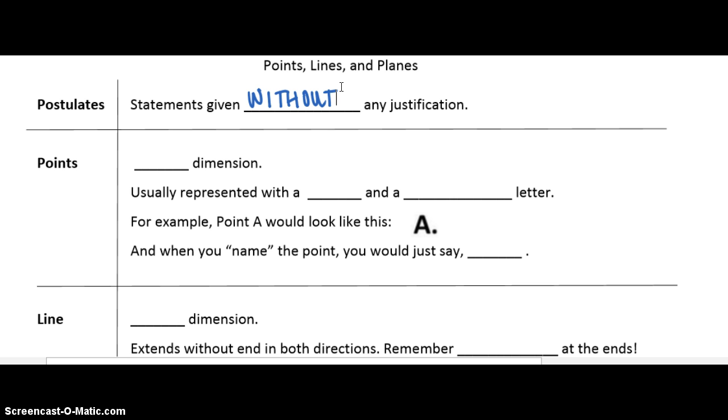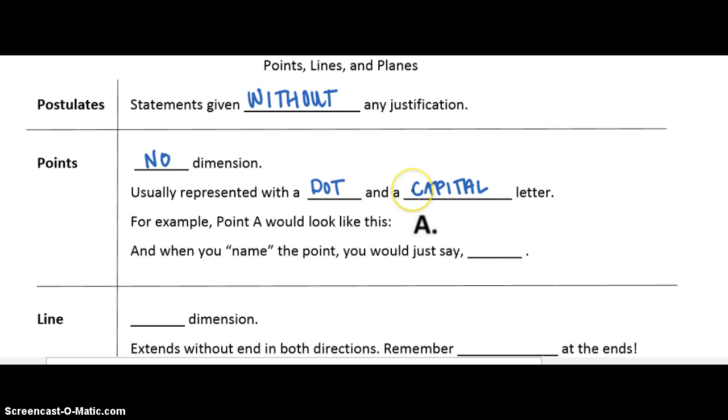A point has no dimension. I can't really prove to you what a point is, so it's pretty much something given to you without any justification. It's usually represented with a dot and a capital letter. So for example, it would look like this, and I have it right there on your screen for you.